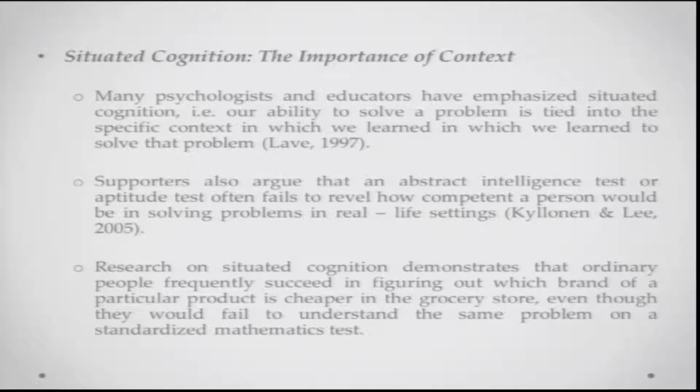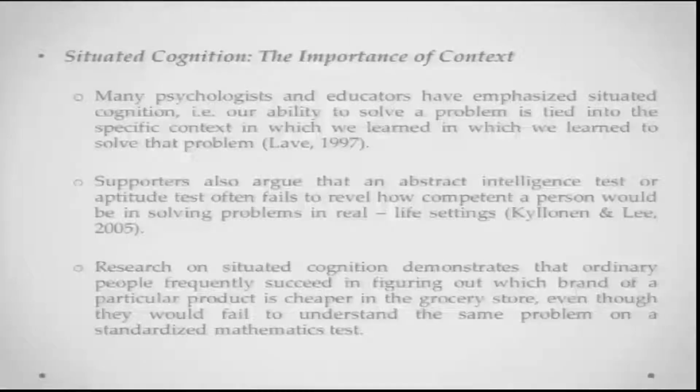Many psychologists and educators have emphasized things like situated cognition. Situated cognition means our ability to solve a problem is in fact tied to the specific context in which we have learned to solve that problem. Suppose, for example, you have learned to do a particular task, let us say draw, in a classroom.